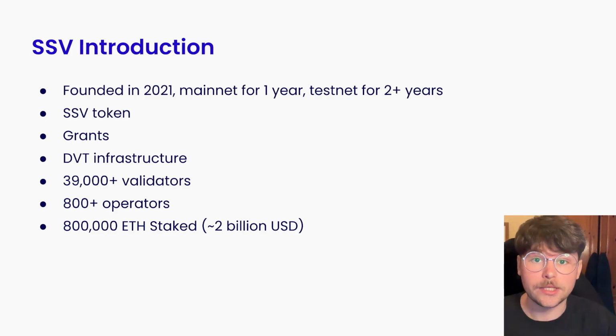We have this really great network here, this infrastructure based all around DVT and this technology. Currently on mainnet, we got 39,000 validators and we have 800 plus operators, which are working on the duties for these validators. And within that, we got 800,000 ETH staked, which is like 2 billion USD at the minute. So from only being on mainnet for a year, we've had a really good year so far.